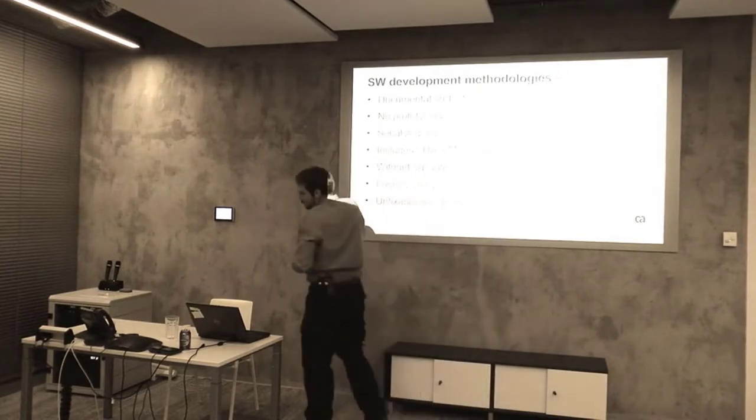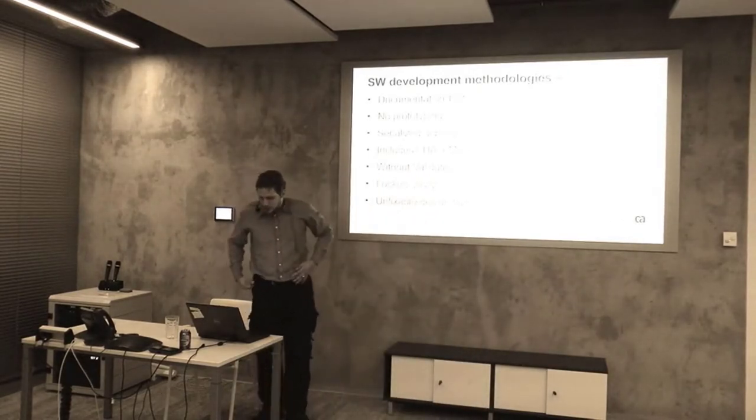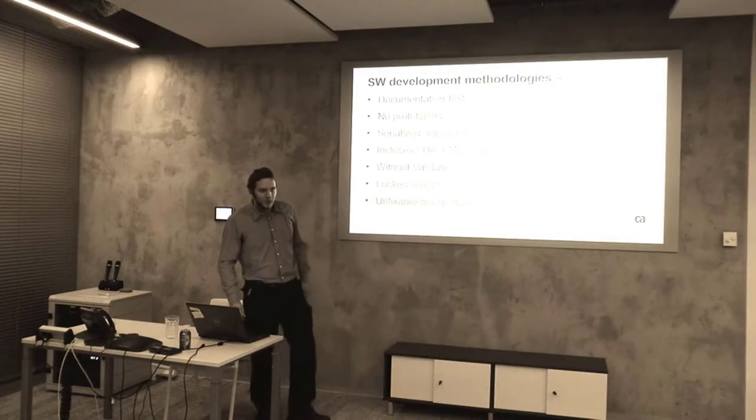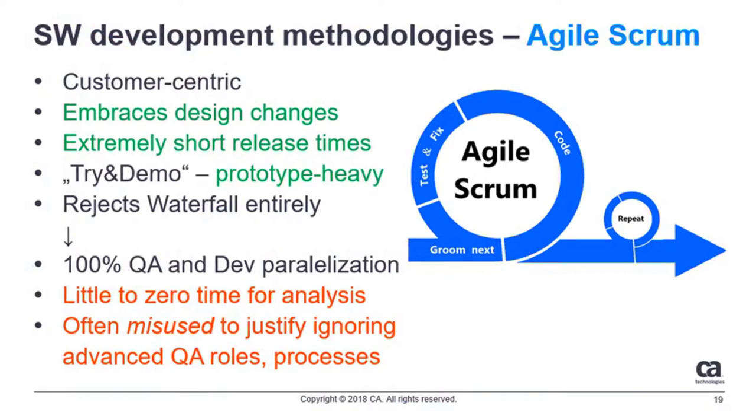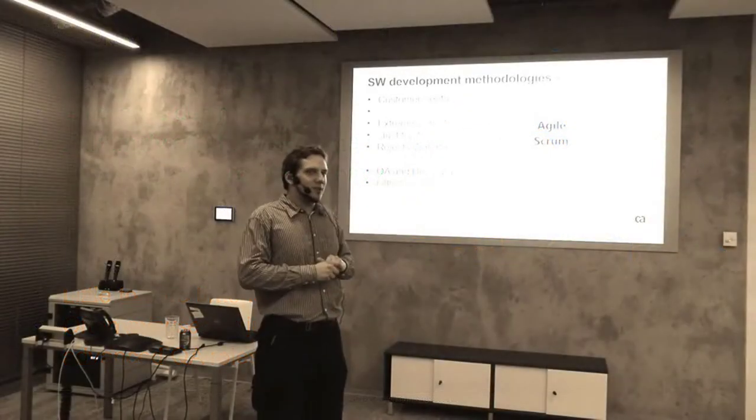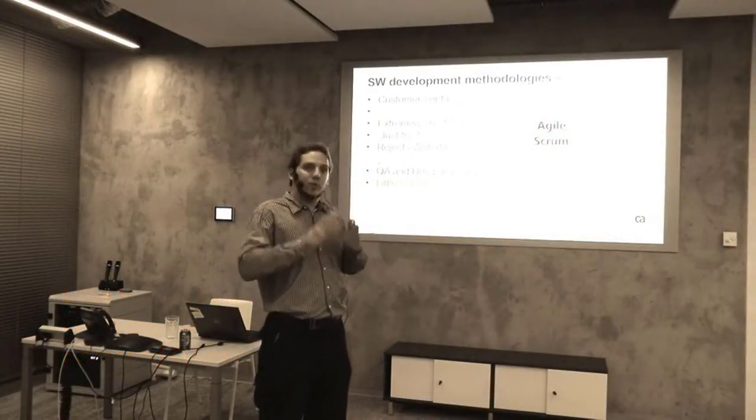So what happened? A few guys came together, embarked on a manifesto which was written, and came up with something called Agile Scrum. Agile Scrum is very customer-centric, the validation happens all the time, and it embraces design changes. You can come almost any time and say, hey, you started developing a locomotive, but now I need a plane. Put some wings on it and make it fly. That's a good thing in Agile.